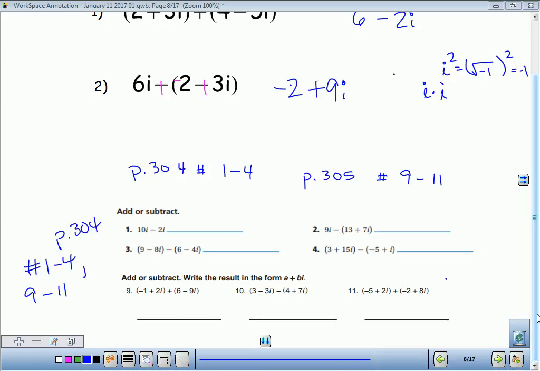Standard form is the a plus bi form for complex numbers. So yeah, it's real first and then imaginary, yes.